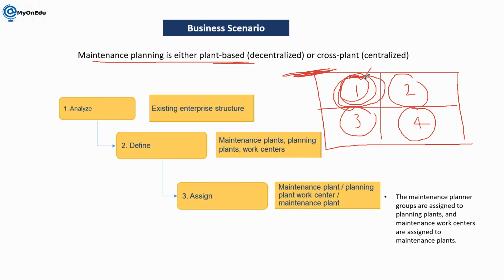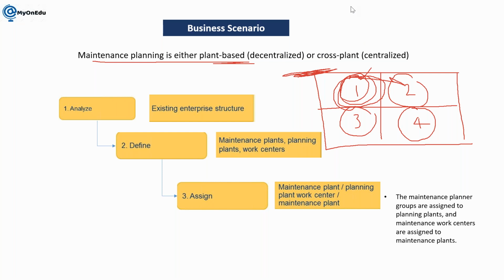In some cases your planning team can sit here and they are responsible to provide the planning for different plants. Let's say the planning team is sitting here in Delhi, but they are managing the planning for the Mumbai plant and Bangalore plant, Chennai plant, all the plants. So this is cross plant, centralized, where one centralized team is sitting and managing the maintenance planning of all the plants.